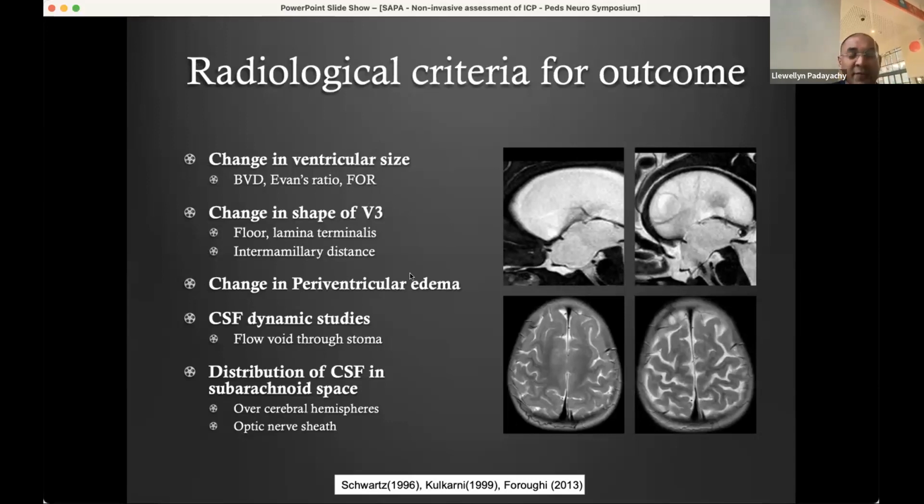Periventricular edema, if it's present, which it isn't in half of patients, but if that resolves after we've treated, for instance, hydrocephalus, it's reassuring in terms of the fact that we've at least treated the hydrocephalus properly. CSF dynamic studies looking for flow across the stoma are quite important pre and post third ventriculostomy, as is the distribution of CSF in the subarachnoid space, so over the cerebral hemispheres and the optic nerve sheath.